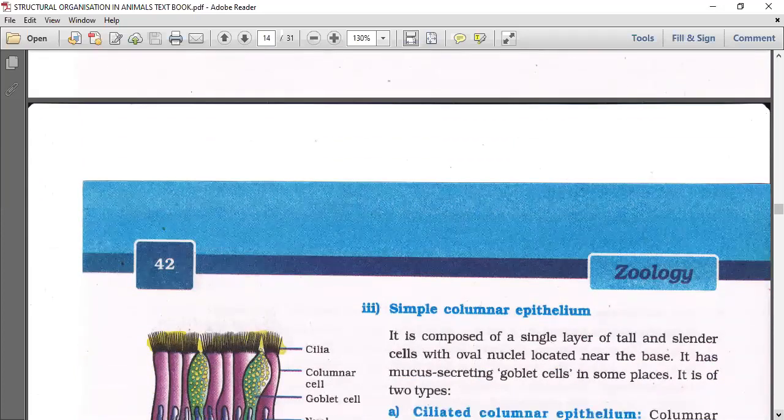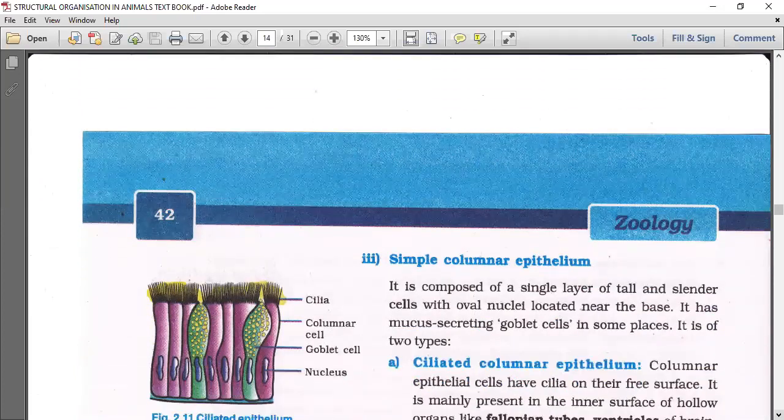Then let's talk about simple columnar epithelium. As usual, first of all, the basement membrane. Let me draw the basement membrane. Let us use red. Above this basement membrane, with basal lamina and reticular lamina, column-like cells are present like this.